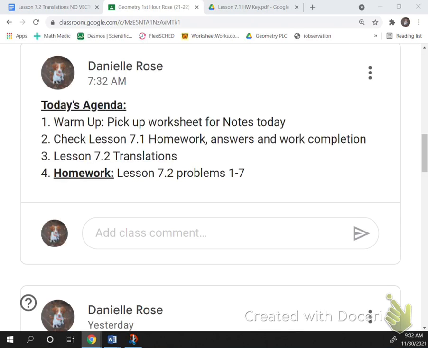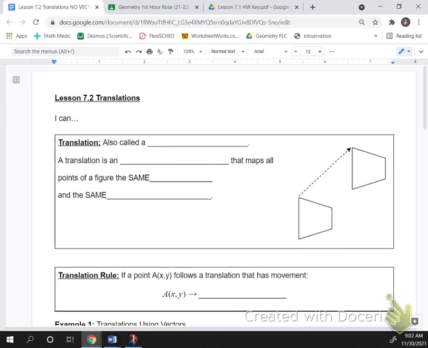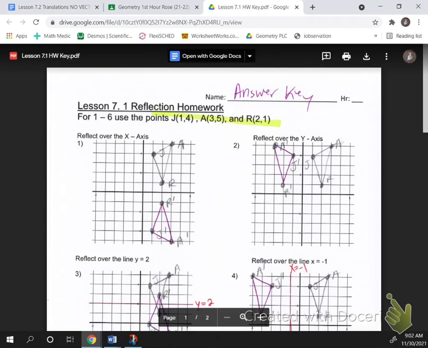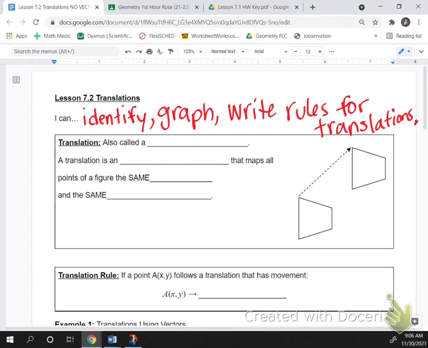Okay, so today we're going to talk about translations. Before we dive into that, let's just get our homework out and I'll come check that for work completion. So today I can identify and graph and write rules for translations.